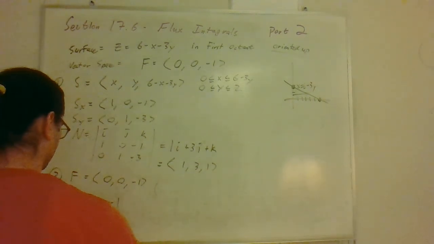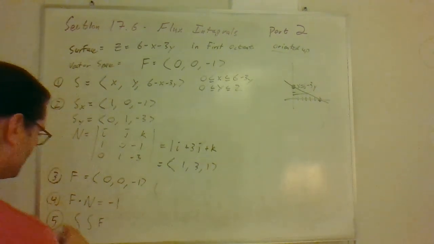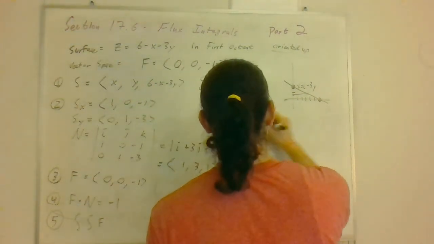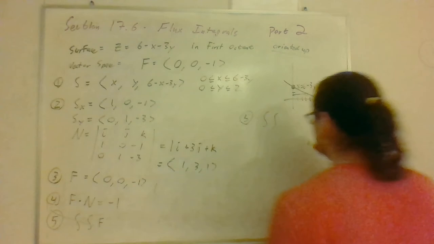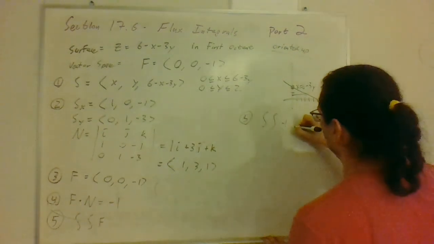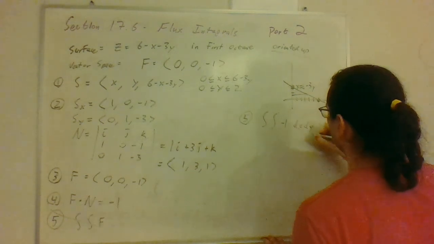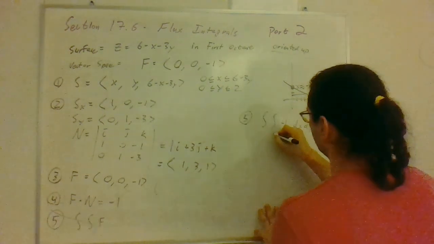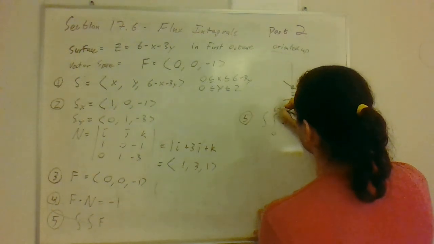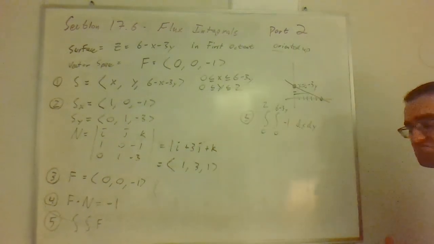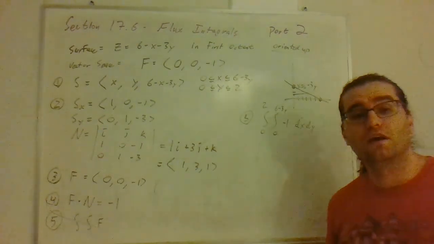We need a double integral. I should not be writing this down here. Let's come over here. Step 5. We need to do a double integral. The function we're integrating is negative 1. We're going to do dx and then dy because we have the bounds on x as our variable. So x is going to go from 0 to 6 minus 3y. Y is going to go from 0 to 2. That's all well and good.